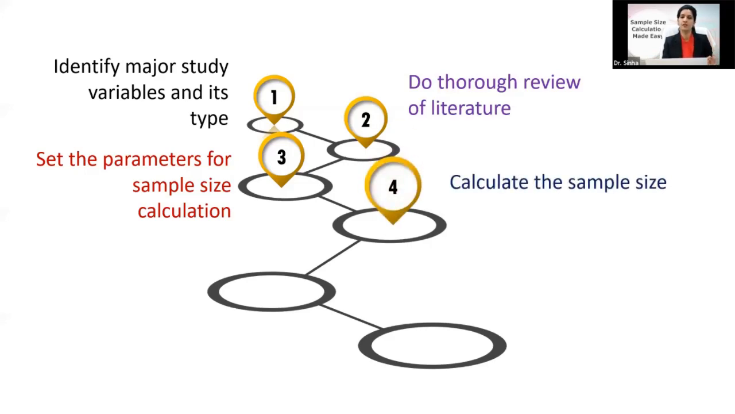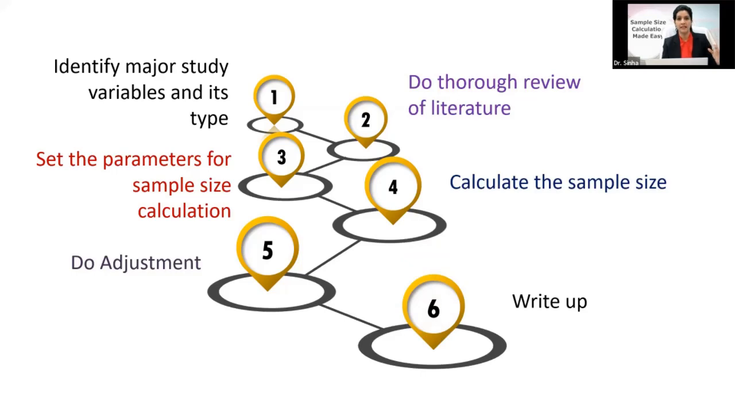And then the fourth is you have to calculate the sample size. After calculating the sample size, you have to make adjustments, because you have to either adjust it based on the finite population, or if there is clustering of your samples, you have to put in the concept of design effect, or you have to adjust based on the response rate. So we do this adjustment once we calculate the sample size, and then we do the write-up.